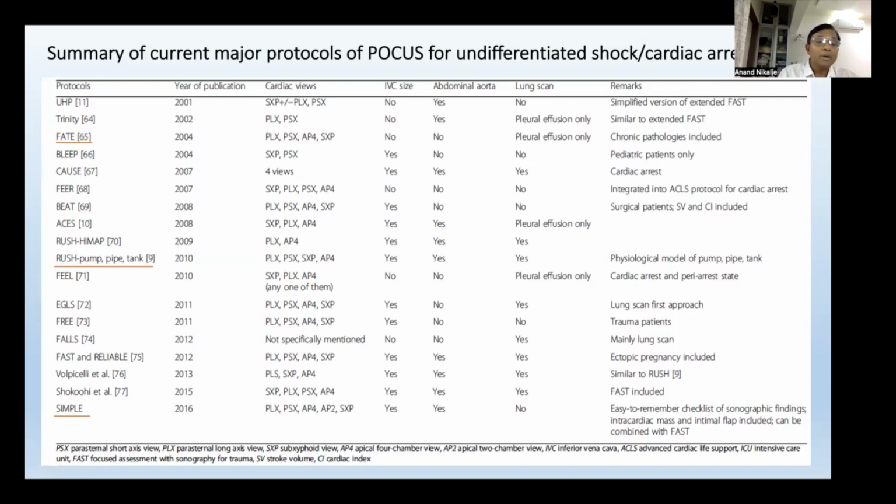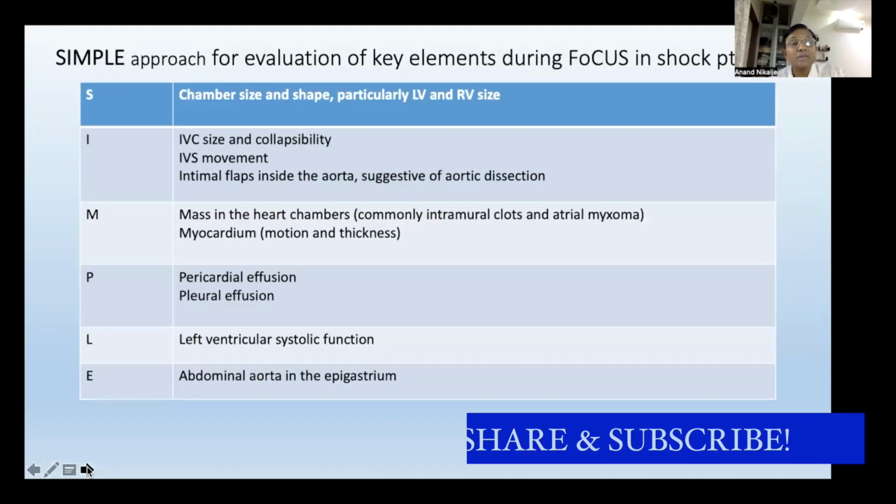But importantly, we'll look at FATE, that is focus assessed transthoracic echo, the FAST, that is a focus assessment in trauma patients, then the RUSH protocol, and the SIMPLE protocol. These are the few important protocols which we need to understand.